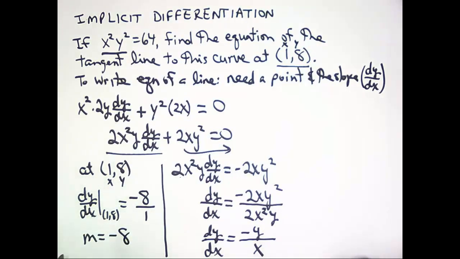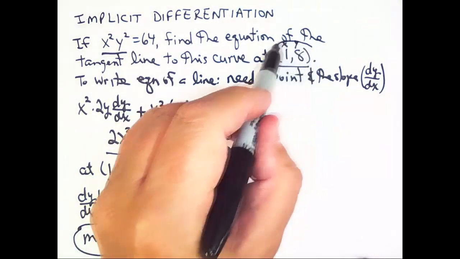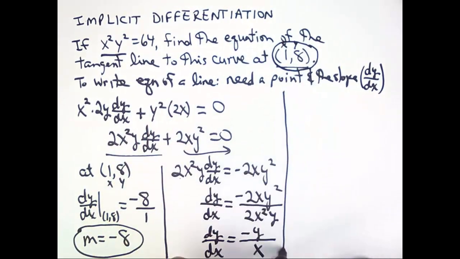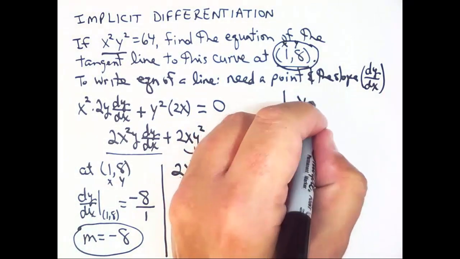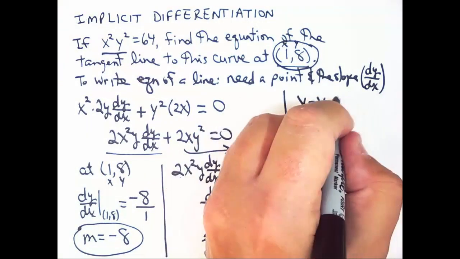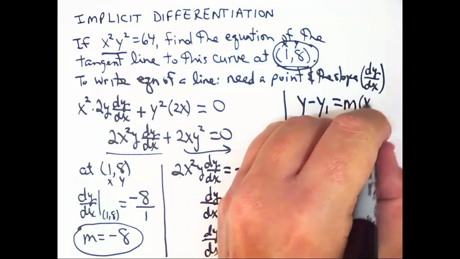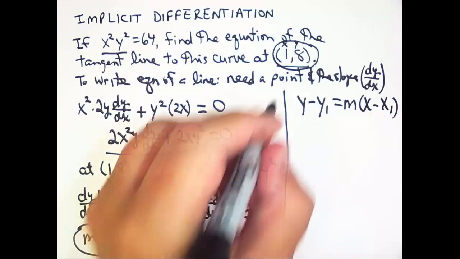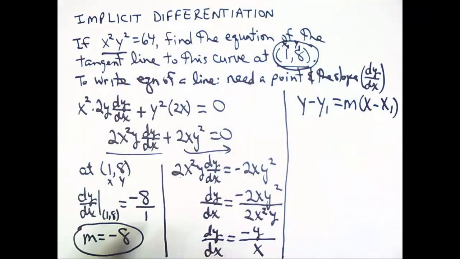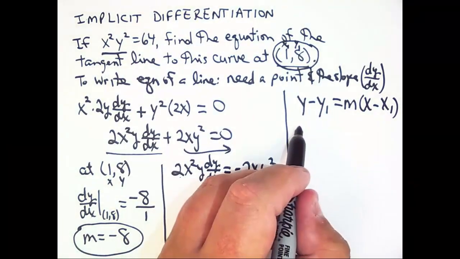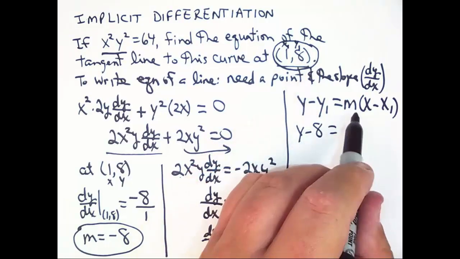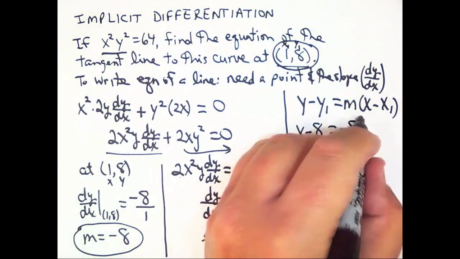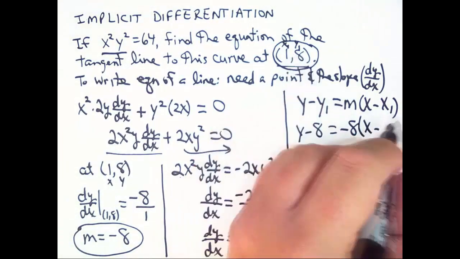So now I have the slope of the line and I have the point on the line. Once I have that, I can find the equation of the line in what's called point-slope form. And the point-slope form of a line is y minus y1 equals m times x minus x sub 1. This is like the x sub 1, y1, and this is the slope. So if I plug those numbers in, I get y minus 8 is equal to m, which is negative 8, times x minus x sub 1, which is 1.